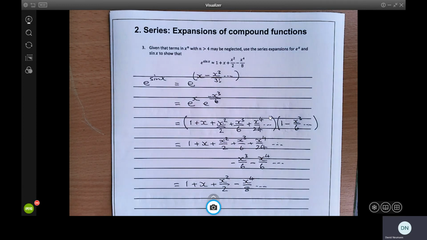Okay, so that's it for using the Maclaurin's expansions that are in the formula book to generate series expansions for more complex expressions.